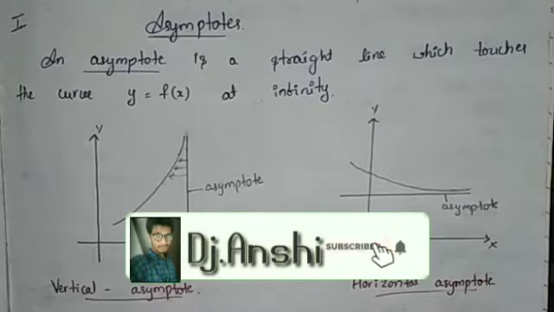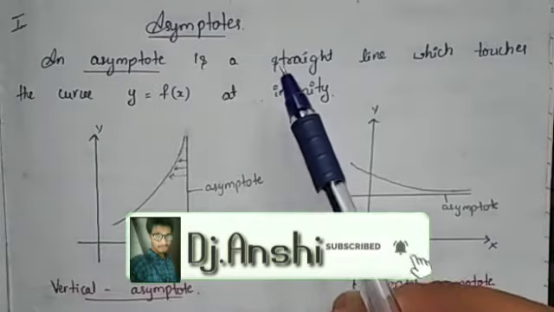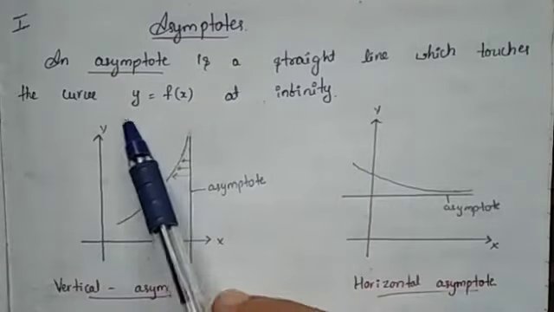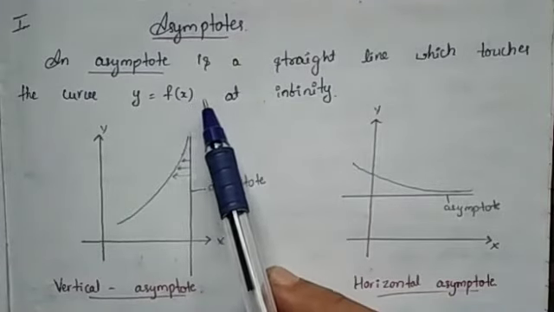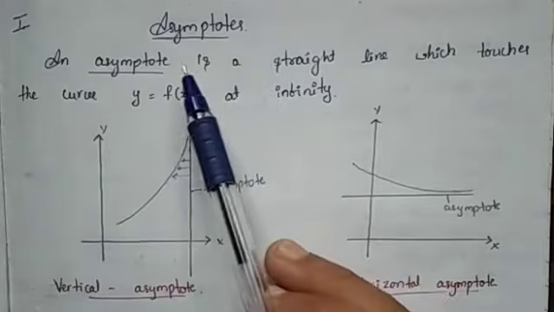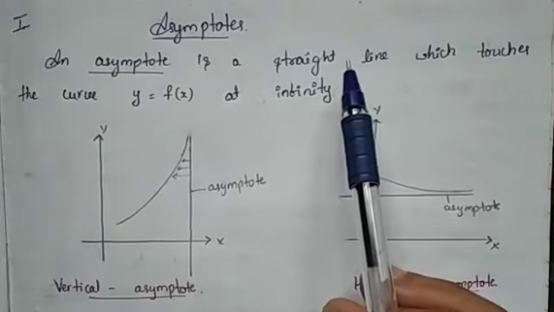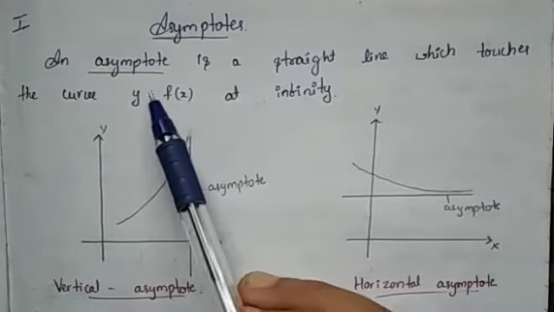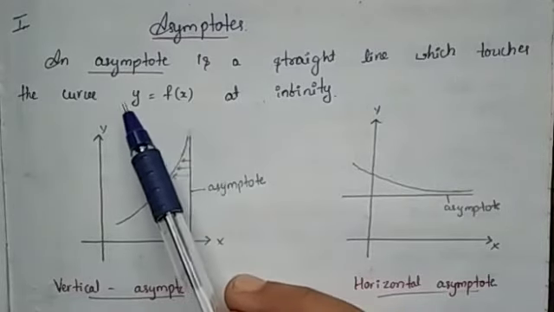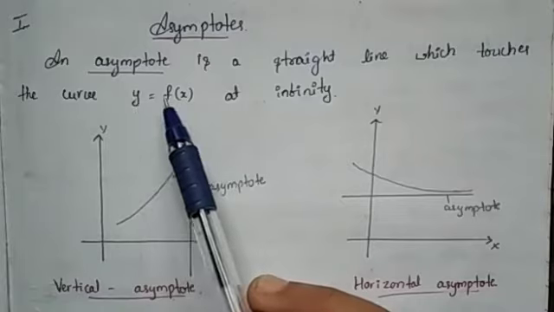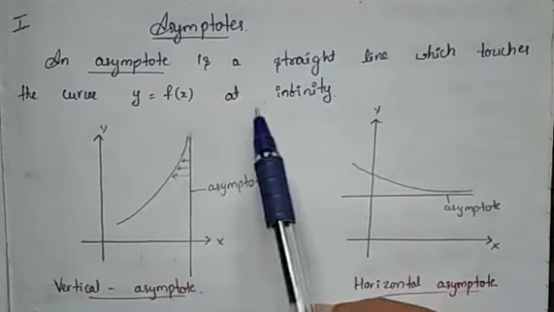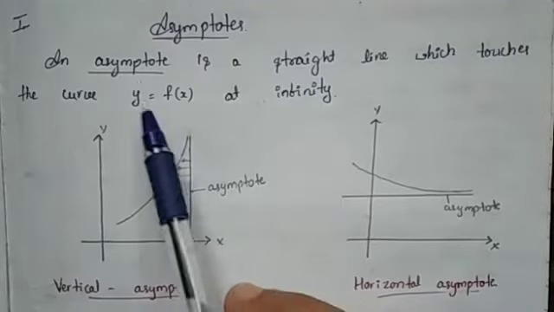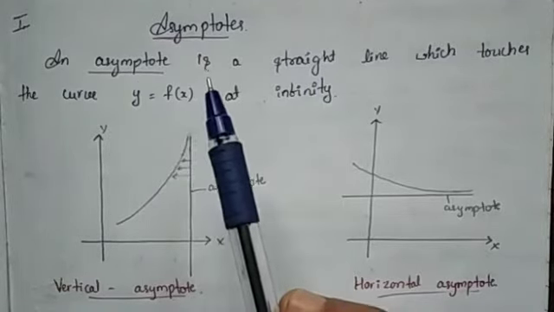Today we are going to discuss the concept of asymptotes. An asymptote is a straight line which touches the curve y is equal to f of x at infinity. An asymptote is a straight line. y is equal to f of x is a curve. This curve can be touched by a straight line at infinity. At infinity, that straight line is called an asymptote.